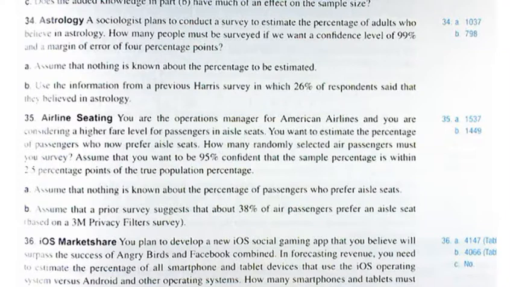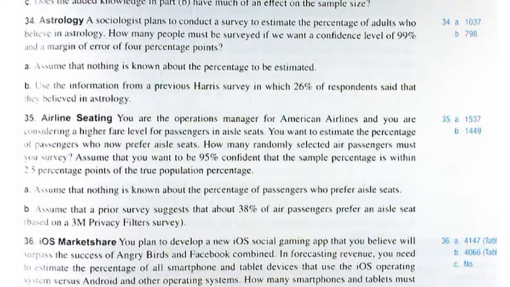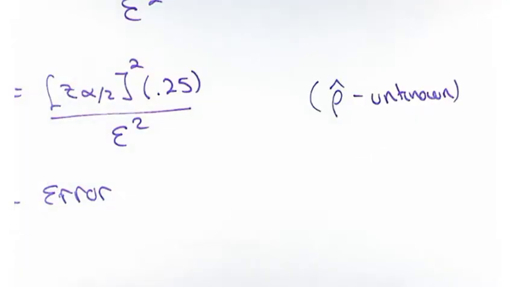I'm frankly a little astounded by this, but I don't know. It says a sociologist plans to conduct a survey to estimate the percentage of adults who believe in astrology. How many people must be surveyed if we want a 99% level of confidence and a margin of error of 4 percentage points? So, okay, how many people should we put in our survey? Let's find out.